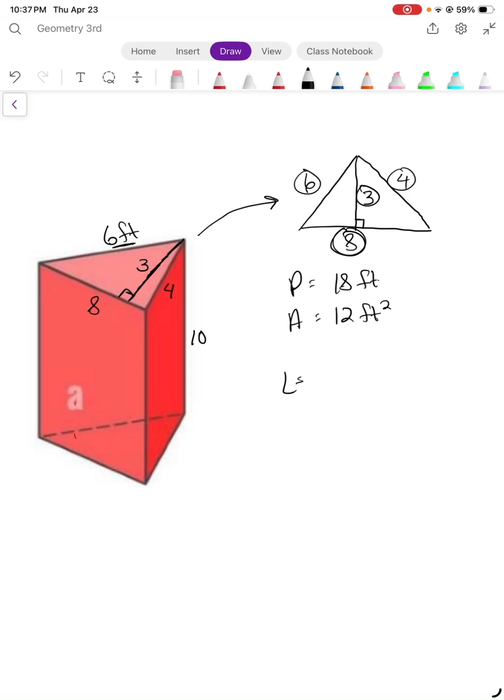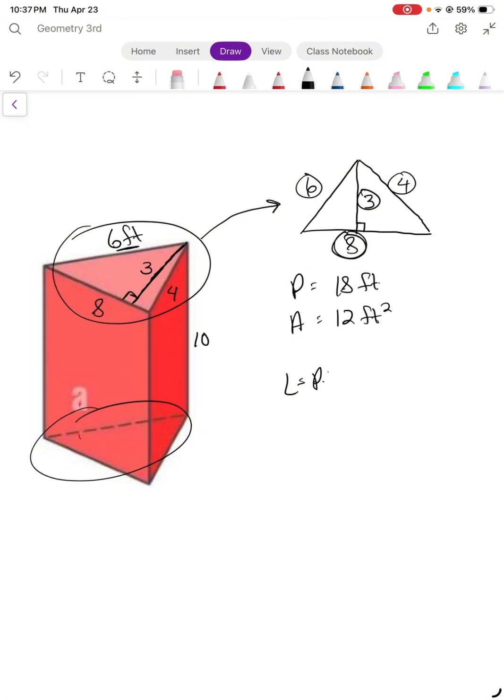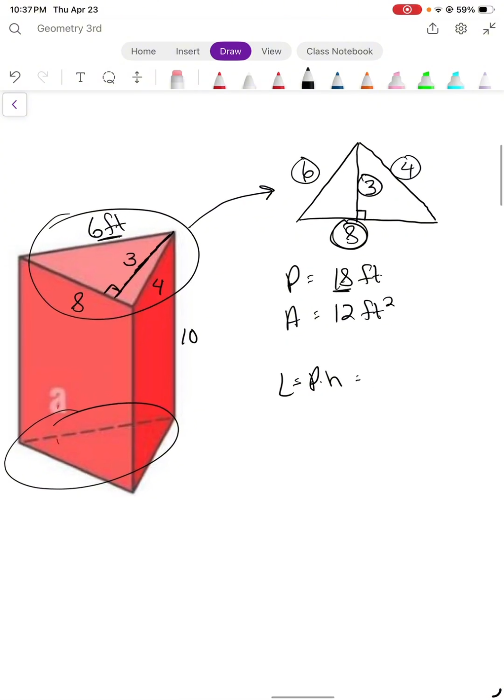To find lateral area, again, anytime it's a uniform shape, you're simply going to do the perimeter times how tall it is. The perimeter we just found was 18. The height of the entire three-dimensional shape is 10, so 18 times 10. The lateral area, and since it's an area, it's going to be in square feet, is 180 square feet. Again, that's how many squares it would take to cover, right next to each other, the sides of this shape.